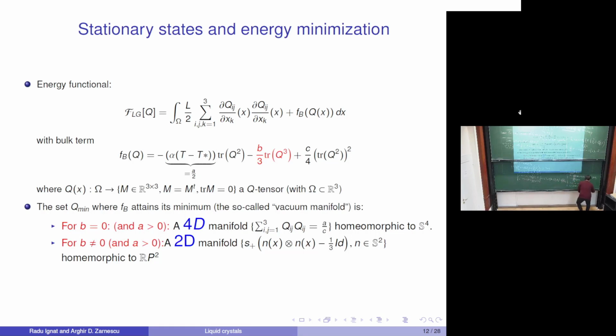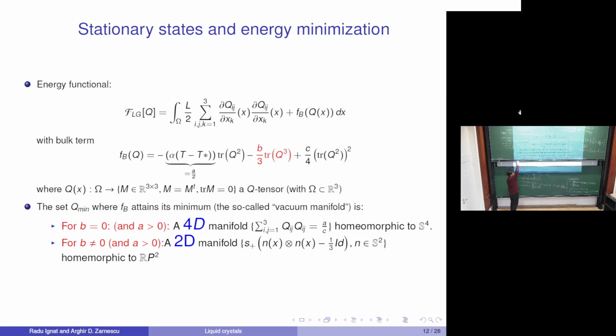So what you have here is lambda times the identity. So I add and subtract the lambda E3 tensor E3. So it's lambda identity minus 3 lambda E3 tensor E3. So this is this kind of uniaxial representation that I was mentioning before.